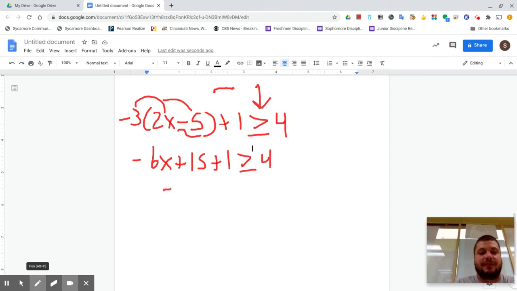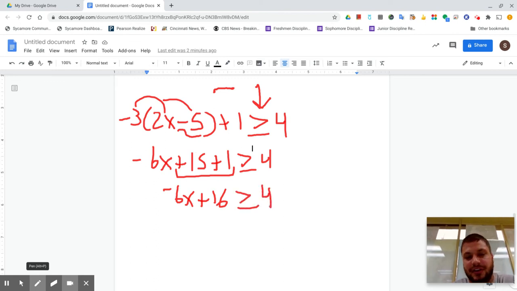So I have step two, combine like terms. Negative 6x, 15 plus 1 is plus 16, is greater than or equal to 4. Now I look to get my variables on one side, but I only have variables on one side already, so I'm down to a two-step equation. I minus 16.